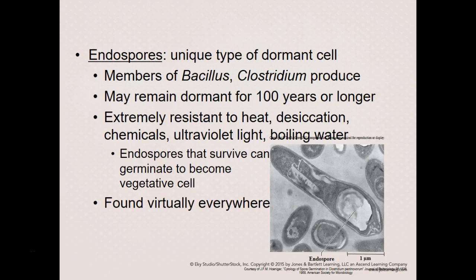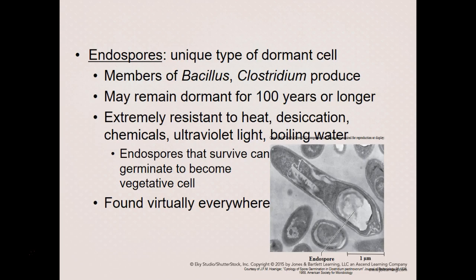Some bacteria are able to produce endospores. Endospores are special cells that allow bacteria to survive in environments that are not conducive for survival. So the two groups of bacteria that we talk about that produce endospores, and the two main groups are Bacillus and Clostridium. We only use Bacillus in our lab.